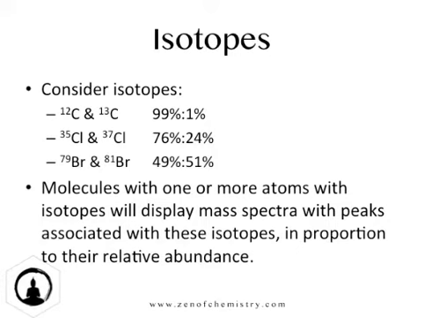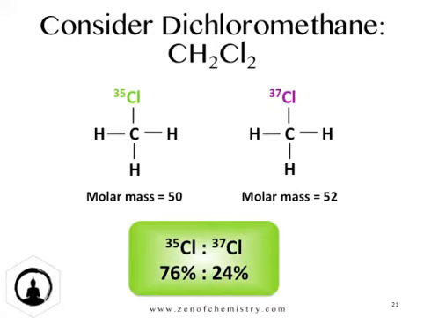So let's have a look at dichloromethane. Oh, no, sorry, this is chloromethane. Little typo, I apologise. CH3Cl. So this is chloromethane with a chlorine-35, and this is chloromethane with a chlorine-37. This has a molar mass of 50: 12 plus 1 plus 1 plus 1 plus 35 is 50. And this one has a molar mass of 52. So we'll see on our mass spectrum a peak at 50 and a peak at 52.